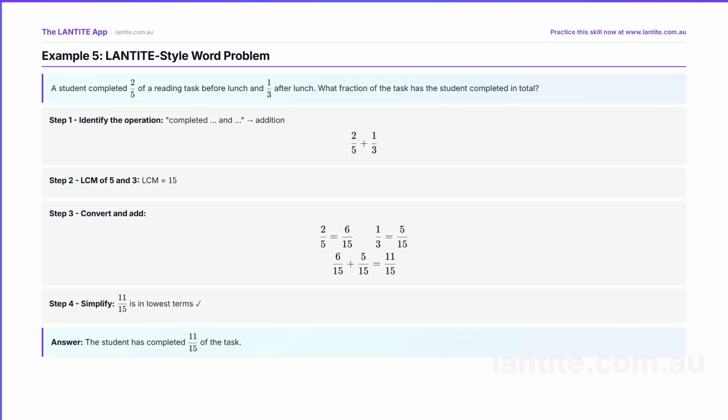Let us look at a LANTITE-style question. A student completed 2/5 of a reading task before lunch and 1/3 after lunch. What fraction has been completed in total? The keyword here is in total, which tells us to add 2/5 plus 1/3. The LCM of 5 and 3 is 15. 2/5 becomes 6/15. 1/3 becomes 5/15. 6 plus 5 is 11/15. This is already in lowest terms. The answer is 11/15.